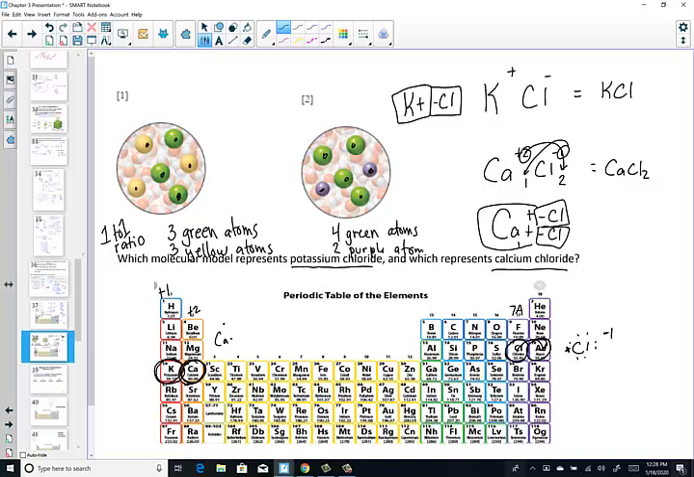What I'm noticing here is we have a 2-to-1 ratio. And that's got to represent the calcium chloride, a 2-to-1 ratio. So for every 1 calcium, there's 2 chlorides in figure 2. For every 1 potassium, there's 1 chloride in figure 1. We have the 1-to-1 ratio. For every 1 K, there's a Cl ion. For every 1 calcium ion, I see twice the number of greens for chloride. Good work.